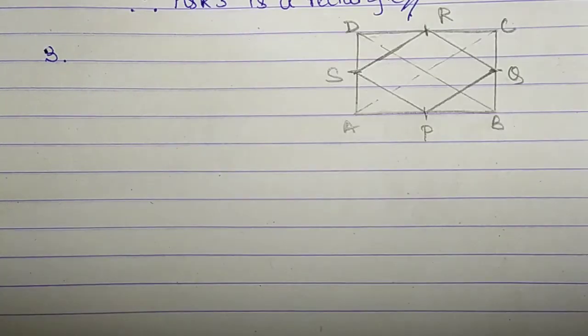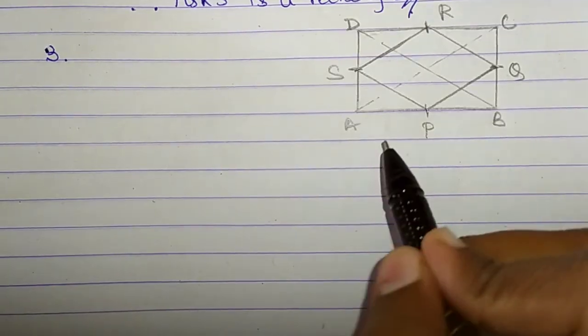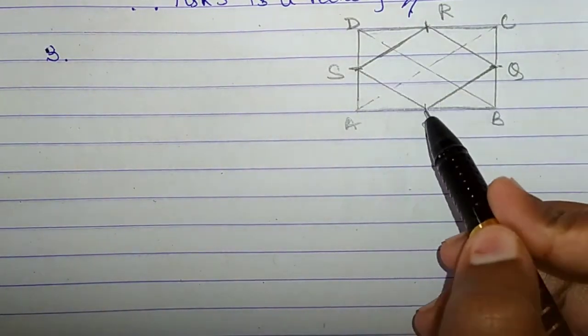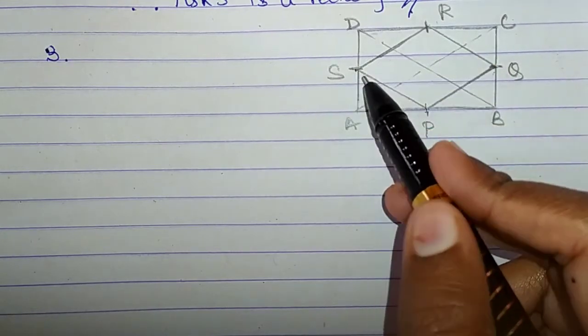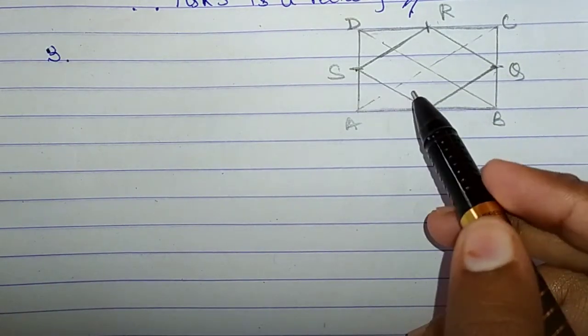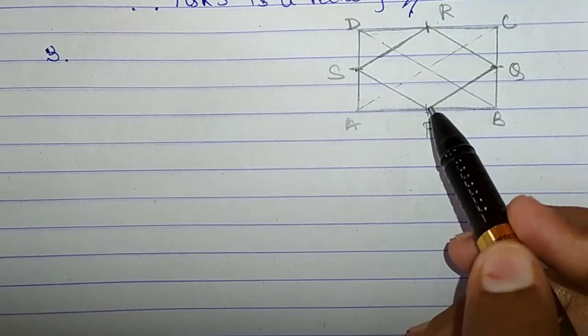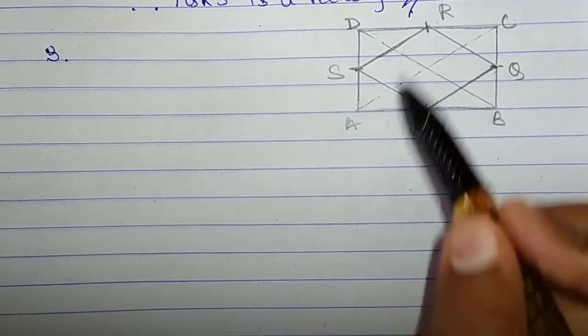Now moving ahead to the third question. ABCD is a rectangle and P, Q, R and S are the midpoints of the sides AB, BC, CD and DA respectively. Show that the quadrilateral PQRS is a rhombus. So here we have our rectangle ABCD where P, Q, R and S are the midpoints on the respective sides of the rectangle. We need to prove that PQRS is a rhombus.